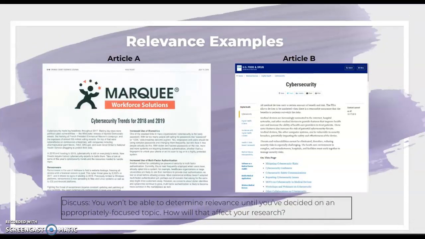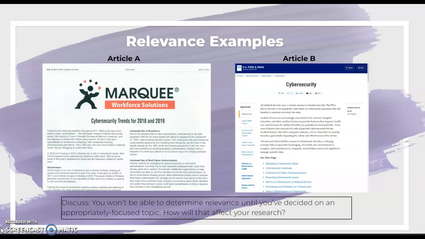In this set of examples, we have Article A, which is a little bit more specific. It is cybersecurity trends for 2018 and 19, whereas Article B is a little bit more general. It's simply about cybersecurity, kind of in general. And there are some options where you can narrow that down.